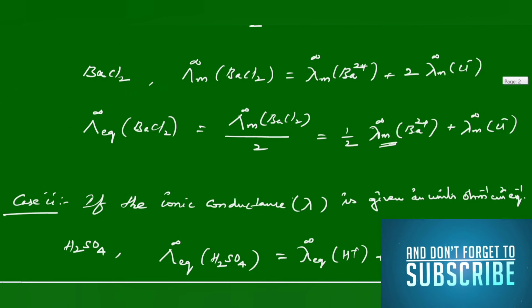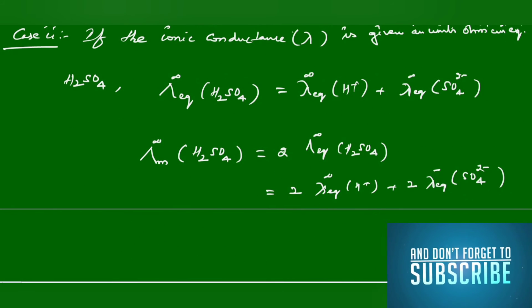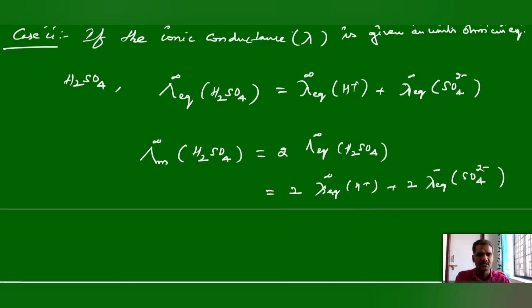But here, 2 times H plus ions and one time sulfate ions. Why is it so? Again you convert. This is given as ionic mobilities in equivalents, and this equivalent you convert into molar. Ionic mobility at equivalent is equal to molar conductance by n factor.